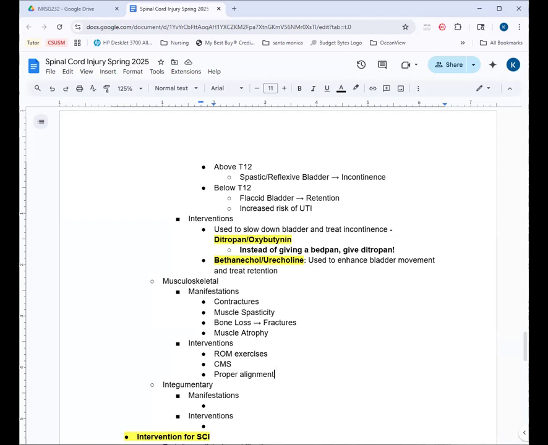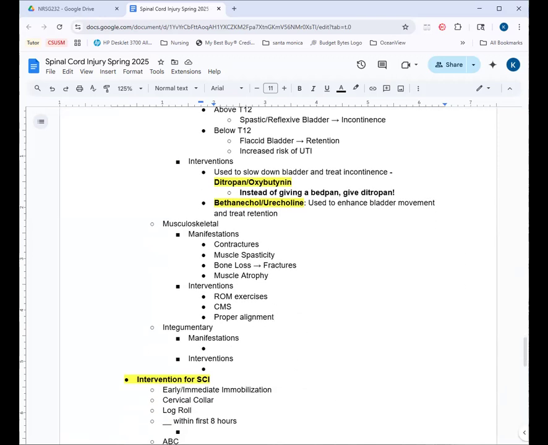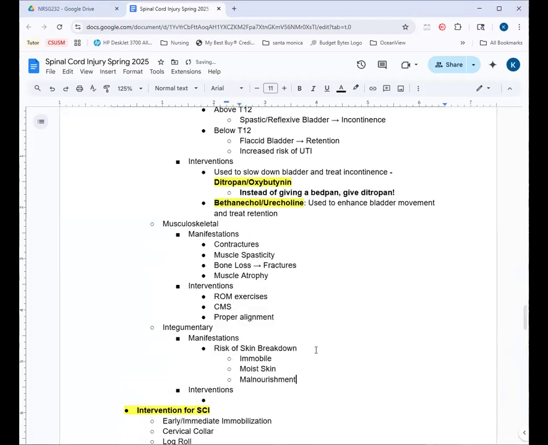And our last thing is skin breakdown, right? So we know from first semester and from every Braden scale that you have done in your life to assess for risk of skin breakdown, these patients are at risk. They're immobile or they might be immobile. If they are peeing a lot, they have that spastic bladder and bowel, they might have very moist skin very often. And if they have that paralytic ileus or whatever the case might be, they might become malnourished.